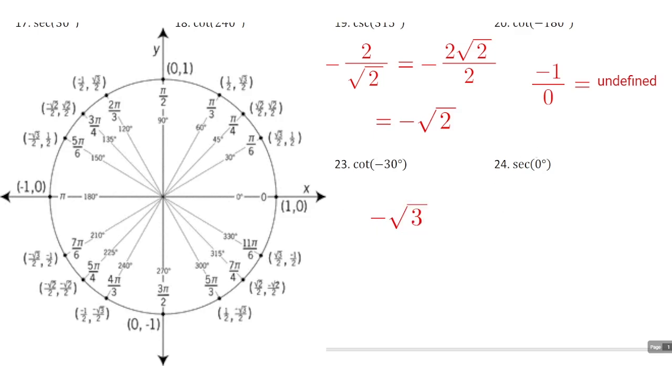Number 24, secant of 0 degrees. So secant is the reciprocal of cosine, which is the x coordinate, and the reciprocal of 1 is just itself, so this is just 1.